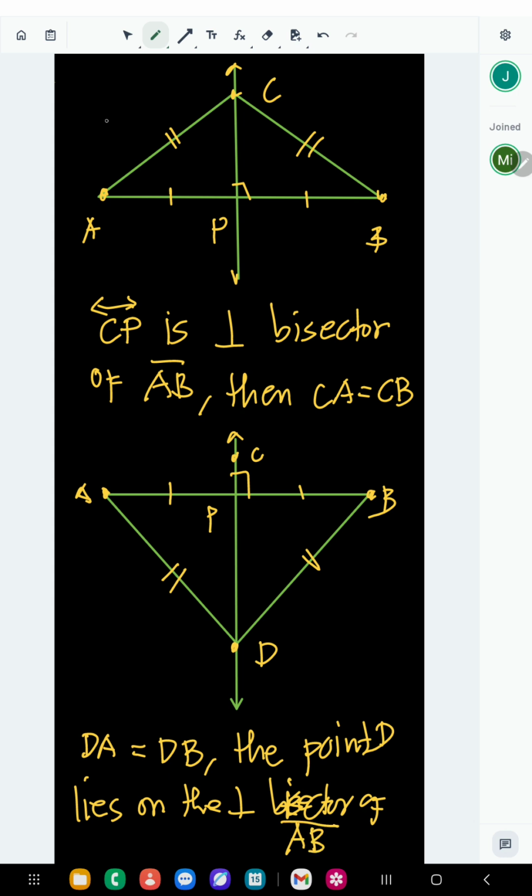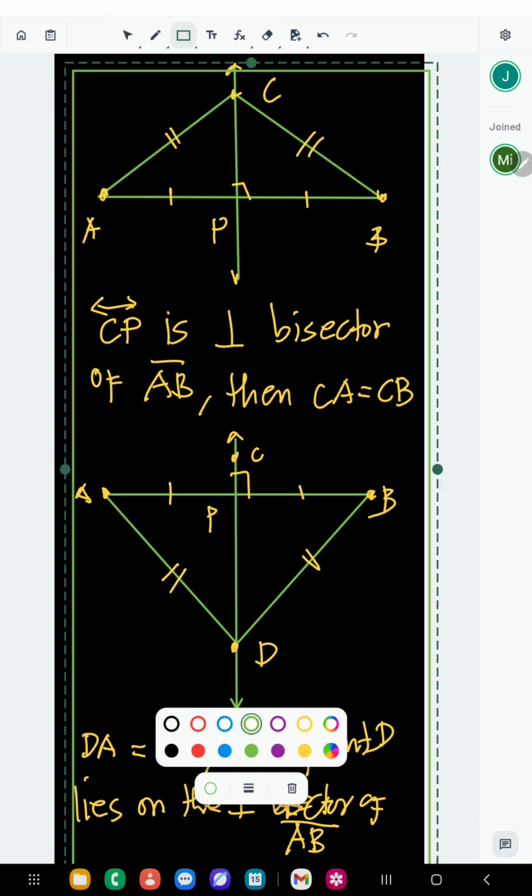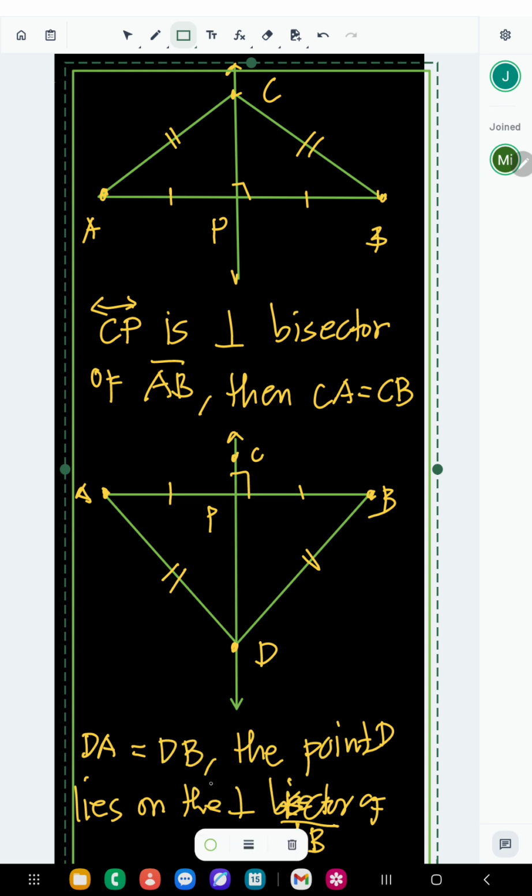Okay, so the first one is the perpendicular bisector theorem. The second one is the converse of the perpendicular bisector theorem. Okay, any questions on that? I'll delete. Is it the same as your lecture? Yeah, it's the same there. Okay, I will delete this.